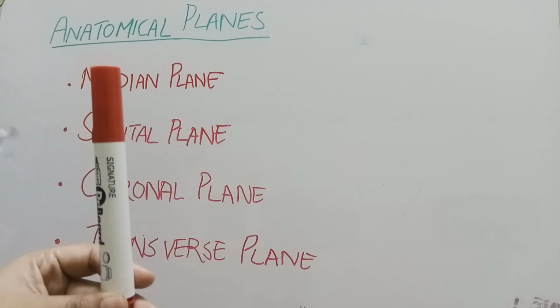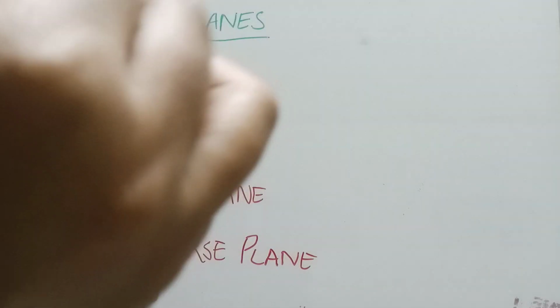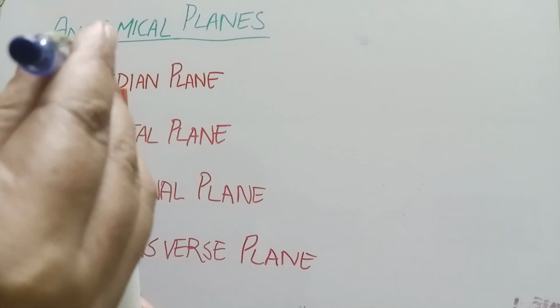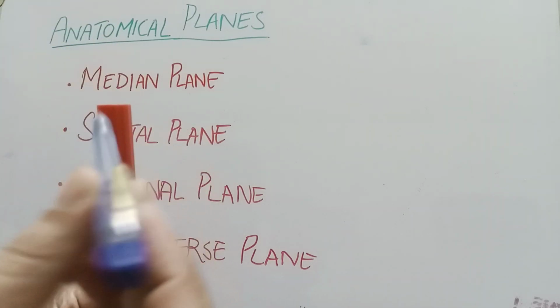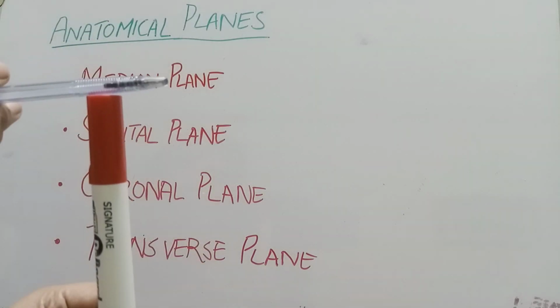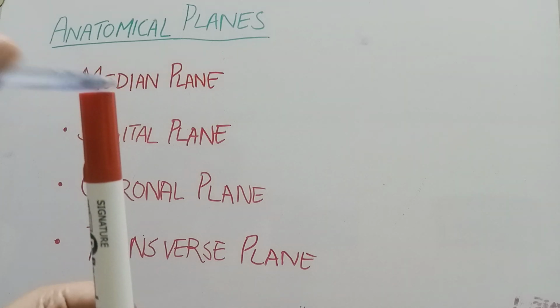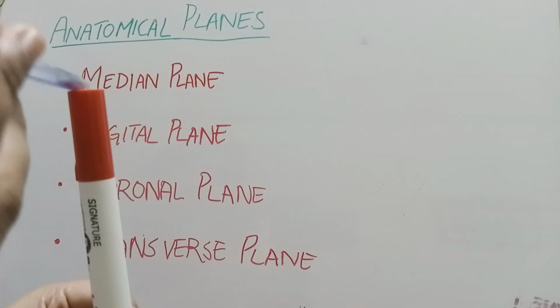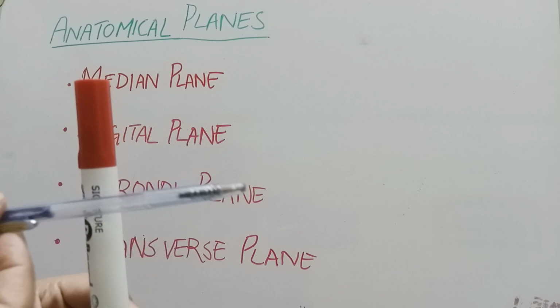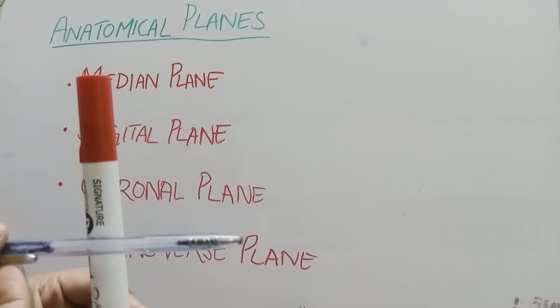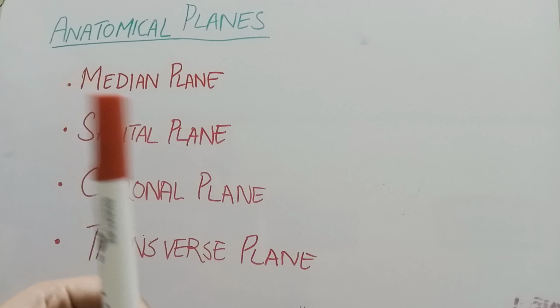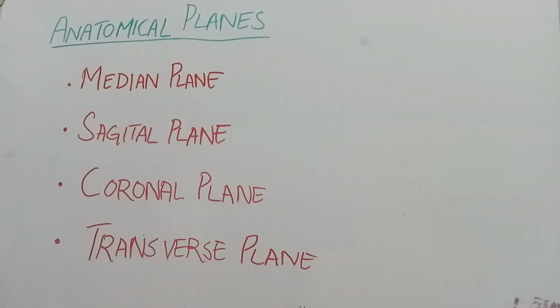So we have discussed there was a median plane in the midline, the coronal plane, the sagittal plane also parallel to the median plane, and the transverse plane or horizontal plane. This was all about the planes. Now we are going to discuss the anatomical directional terms.